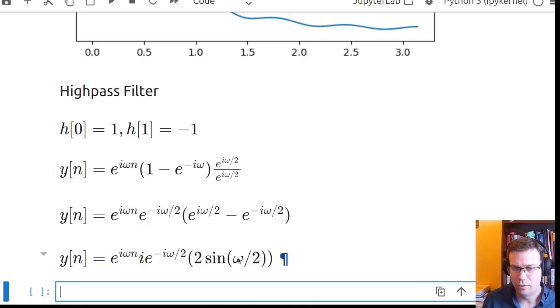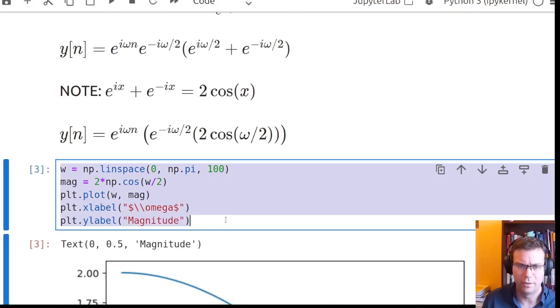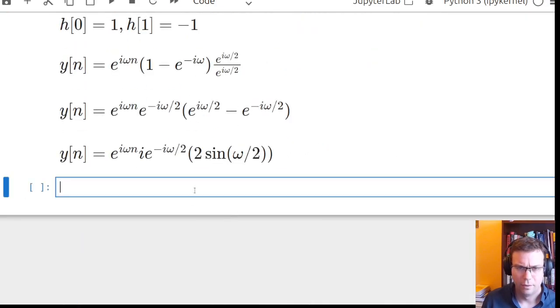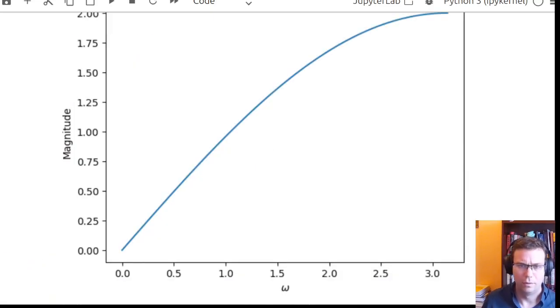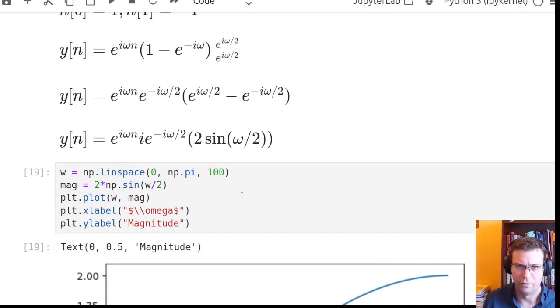But magnitude-wise, what I'm seeing here is this is what it looks like. If I were to plot it, let's verify this. This should be a high-pass filter. And there it is. This only lets the high frequencies through instead of the low frequencies.